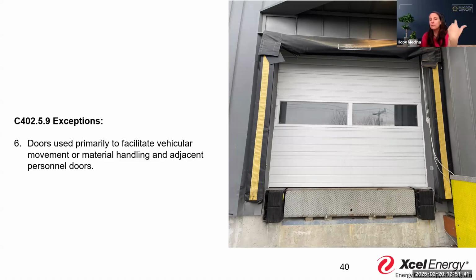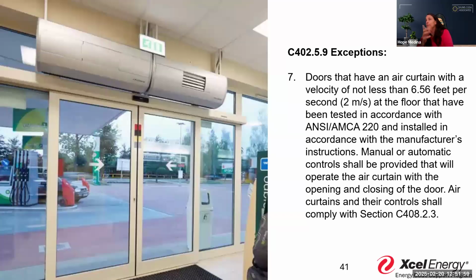But in this particular situation, we've got the truck coming in, we've got the weather seals, the strips along the sides that help with air infiltration, but it allows for people to unload the truck or load up the truck, whatever the case may be. So that's not required to have a vestibule. And then you do have the opportunity to install an air curtain instead of a vestibule.